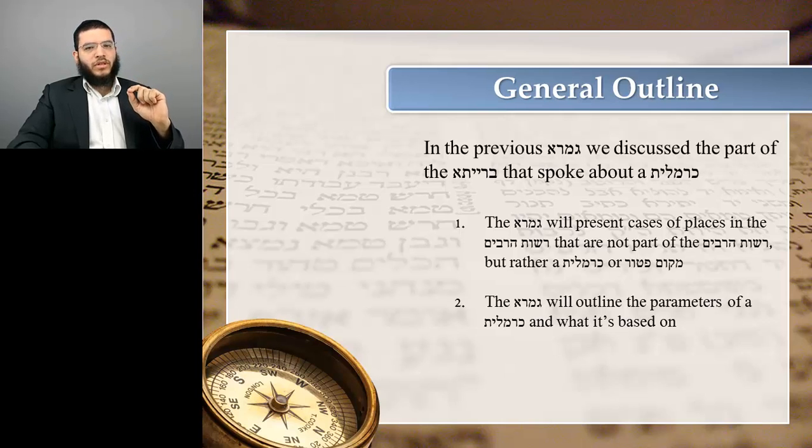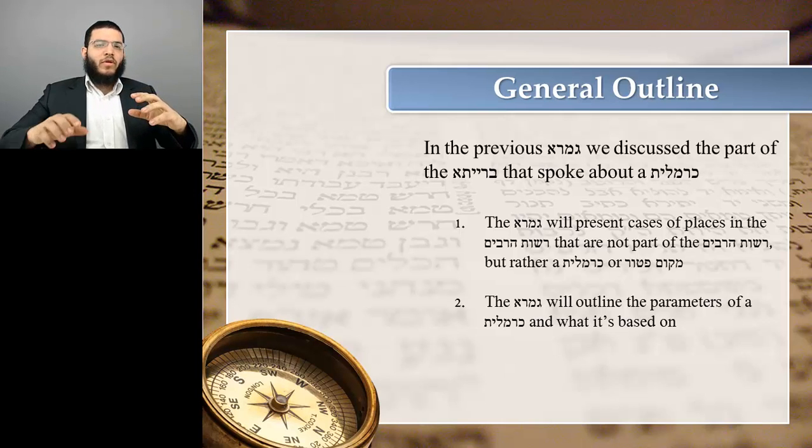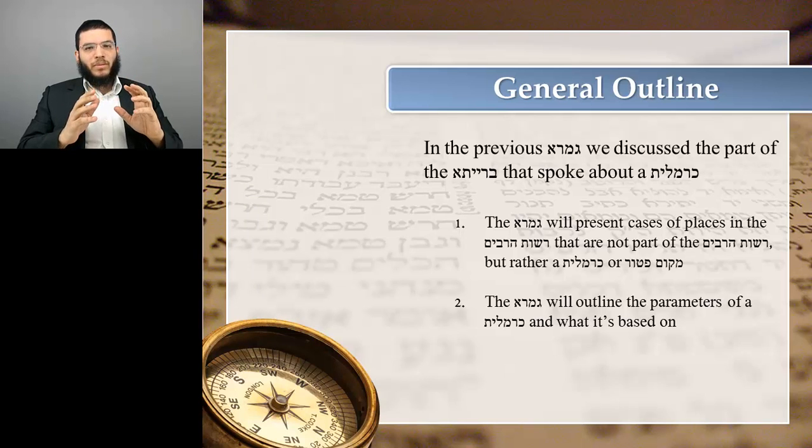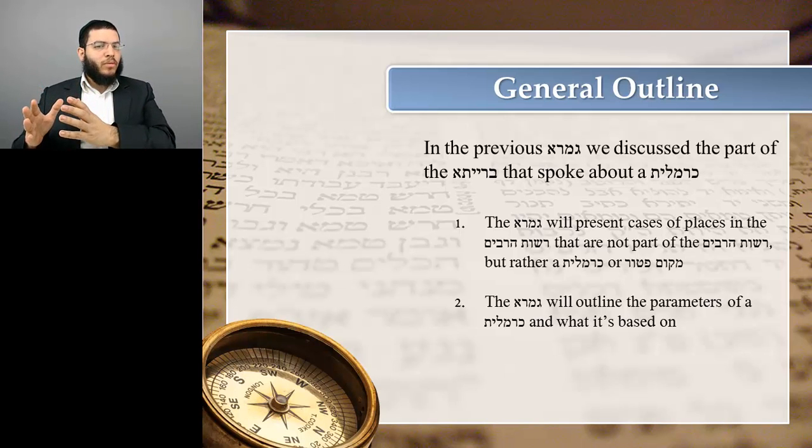Before we begin this piece of Gemara, we'll just point out that very often we speak about a Carmelist and a Mokim Petur in the same Gemara because they're oftentimes very, very similar. The only difference at times might be simply that the area has 4 Tfachim by 4 Tfachim or more, and therefore it'll be a Carmelist. Or if it doesn't have 4 Tfachim by 4 Tfachim, it's smaller than that, then it'll be a Mokim Petur.